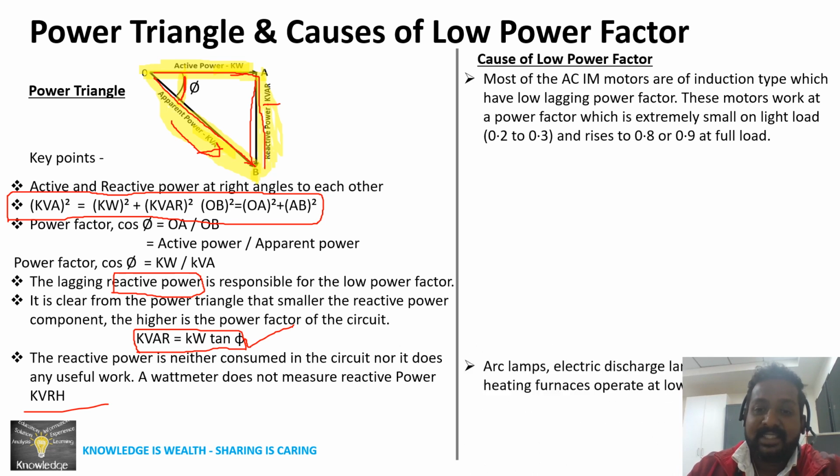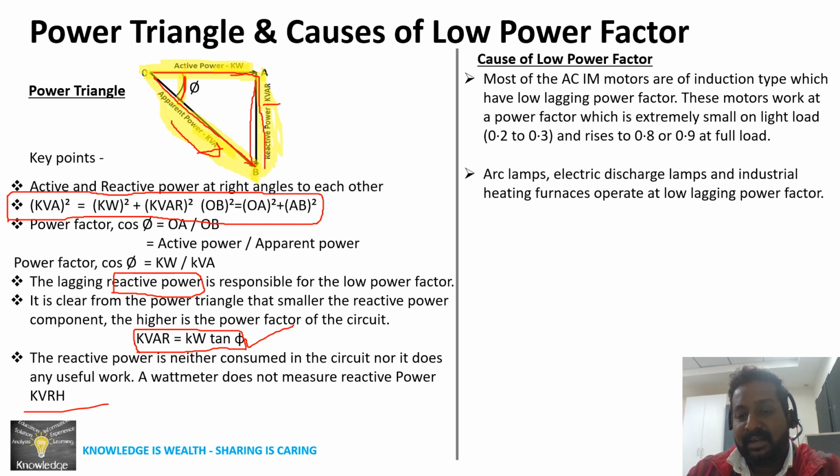to neutralize the lagging effect in power. Next are arc lamps, electric discharge lamps, industrial heating furnaces, and most industrial equipment. Those equipments also operate at low lagging power factor. So this is also one of the causes of power working with low power factor.